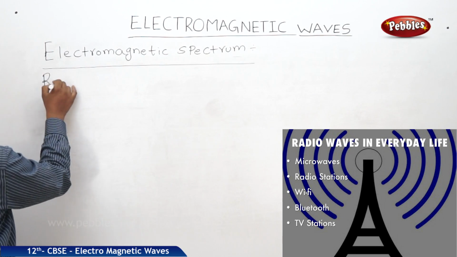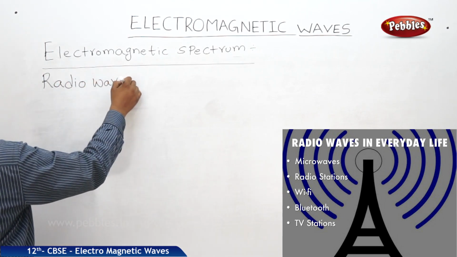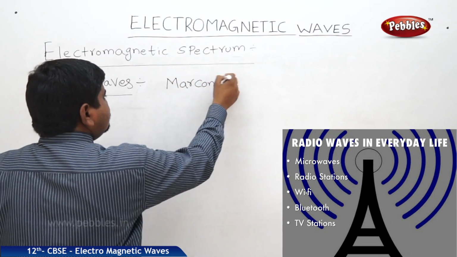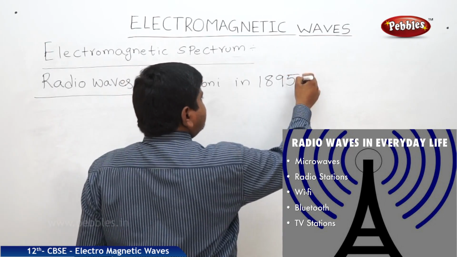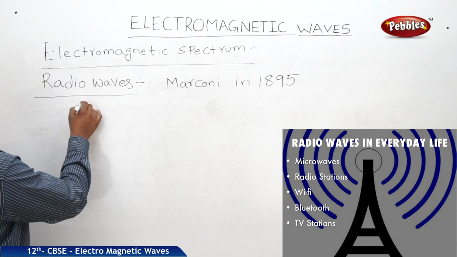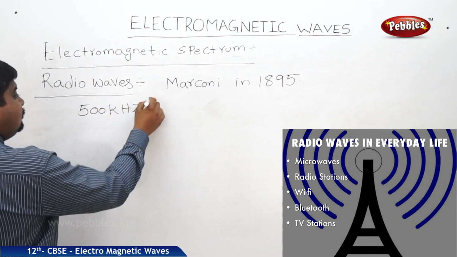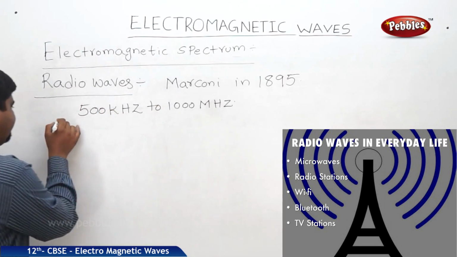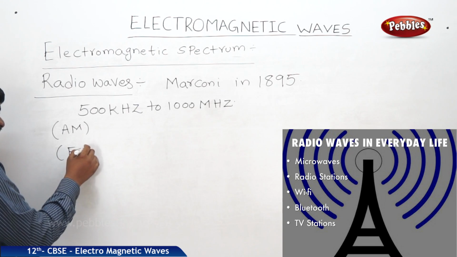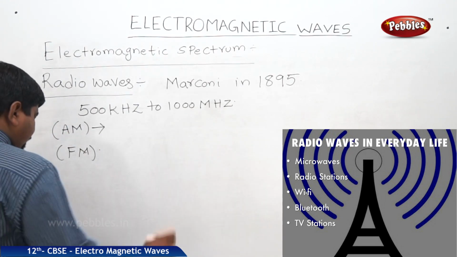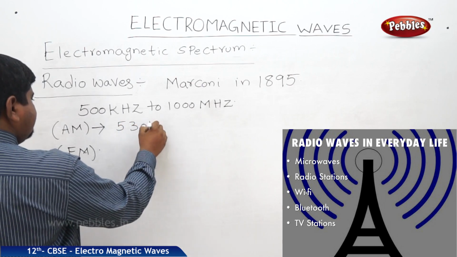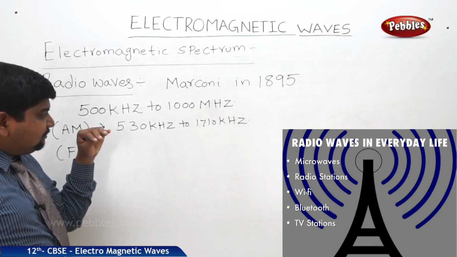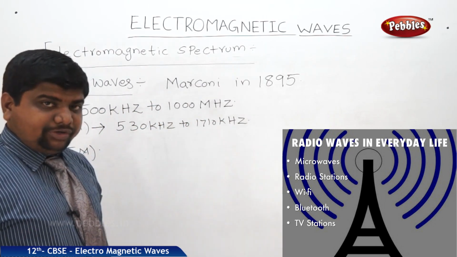The first one we are going to discuss is radio waves. It was discovered by Marconi in 1895. The range of the radio waves is from 500 kilohertz to 1000 megahertz. In these radio waves, amplitude modulation is there, frequency modulation is there. So, what is amplitude modulation? It is from 530 kilohertz to 1710 kilohertz. The frequencies which lie between 530 kilohertz to 1710 kilohertz are said to be amplitude modulation.